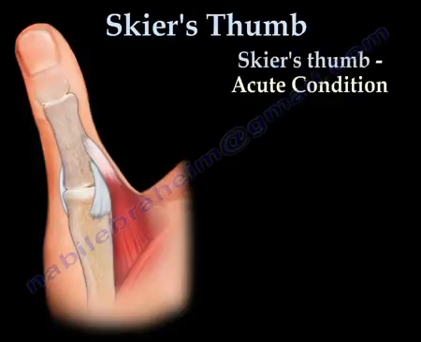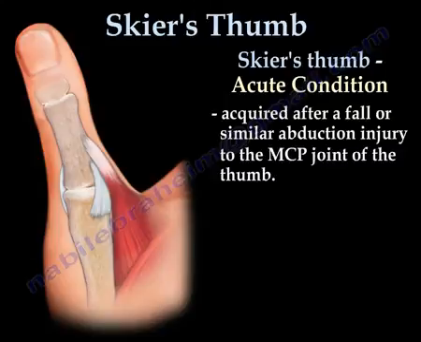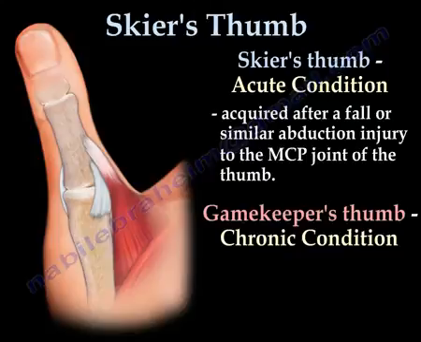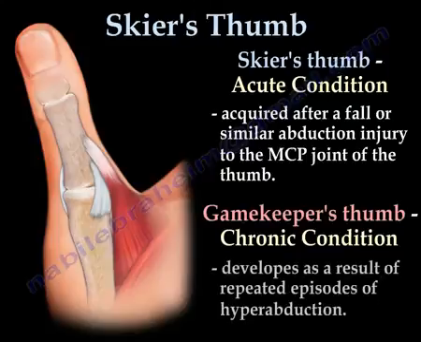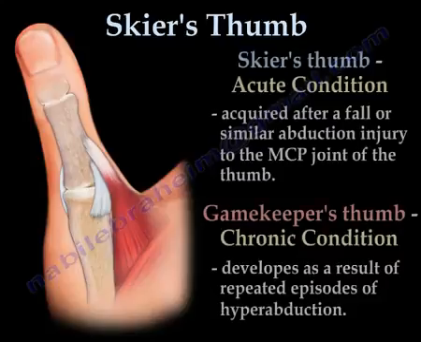The skier's thumb is a term used for an acute condition when there is an abduction injury of the MCP joint of the thumb. The gamekeeper's thumb is the term used in chronic conditions as a result of stretching and hyperabduction of the MCP joint of the thumb.